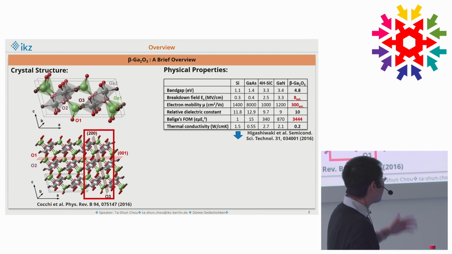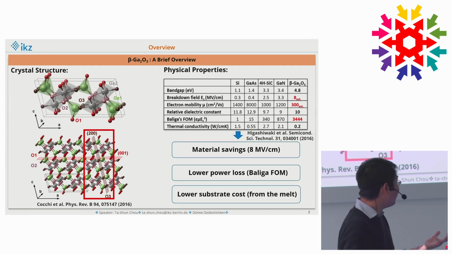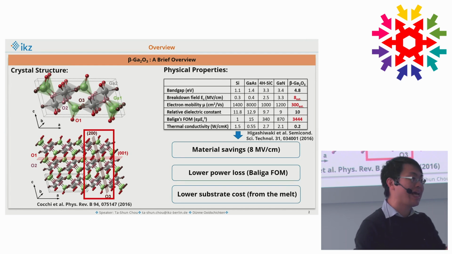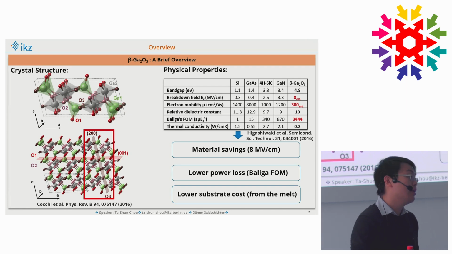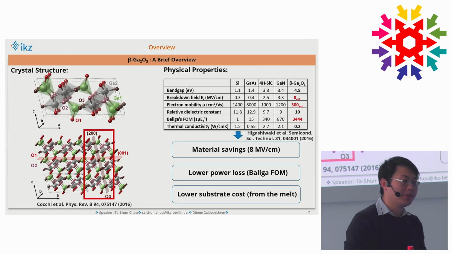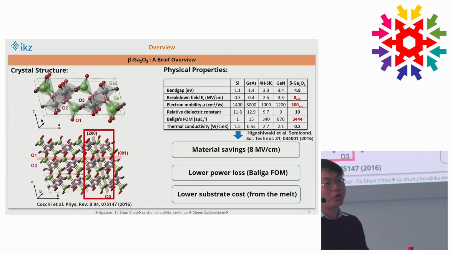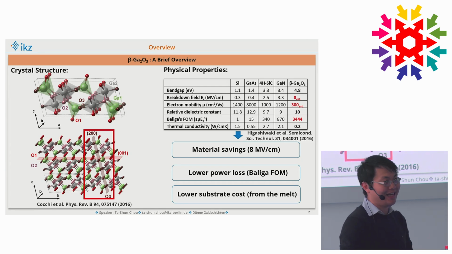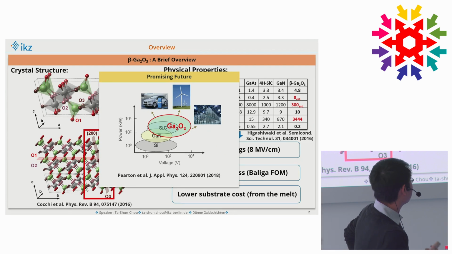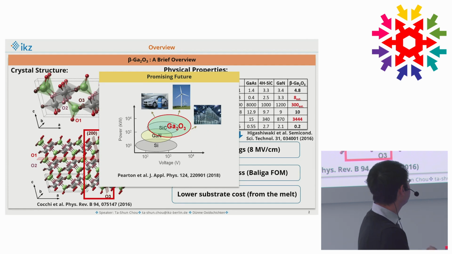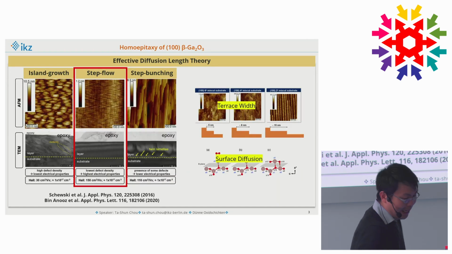And of course, it comes with some other advantages. For example, you can also have very low power loss when you use gallium oxide based devices. And also, beta-gallium oxide is currently the only wide bandgap semiconductor material which can be grown from the melt, which has a high potential to be much cheaper than gallium nitride and silicon carbide. And that's the reason why we are so interested in this material. Of course, as I mentioned, it has applications in very high voltage fields, high power electronics, and our daily life.